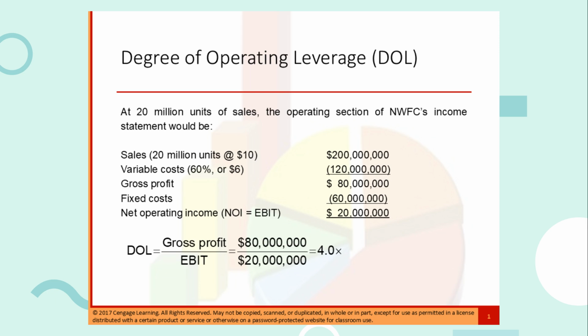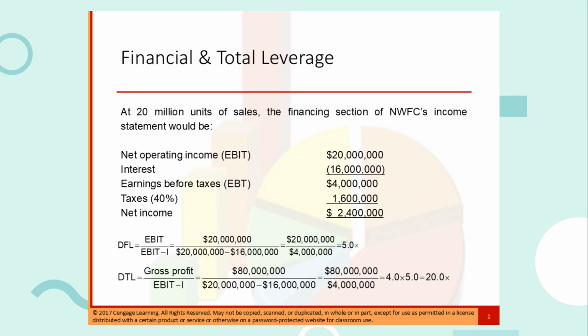consider what the operating section of the income statement would look like if Northwest Florida Chemical sales actually were $200 million times 1.10, or 220 million. You may want to pause the playback for a moment and examine these calculations carefully. If sales turn out to be 10% greater than expected, earnings per share will be 10% times 20, or 200% greater than expected. Break-even analysis can be used to help determine the feasibility of the proposal.